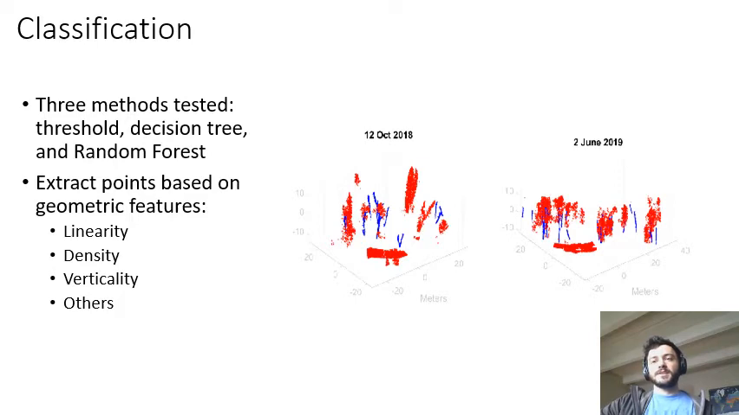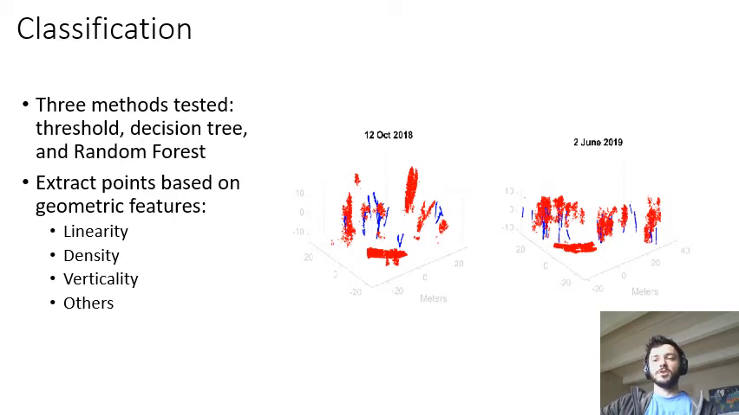So the first step in this process is classification to remove things that are not tree trunks from the data. So in this case, we tested 3 different methods for classifying individual points in the point clouds using local neighborhood geometric features of the point cloud. We tested 3 different methods to accomplish this task.